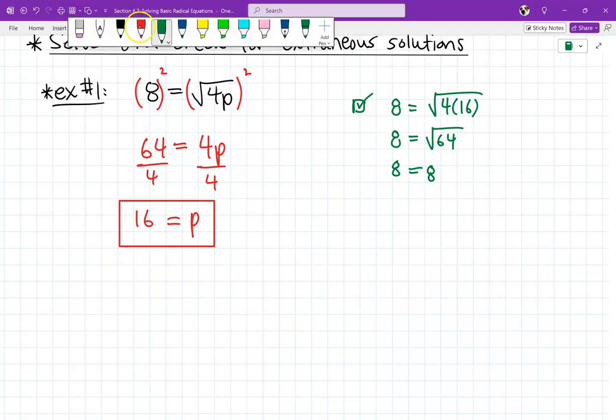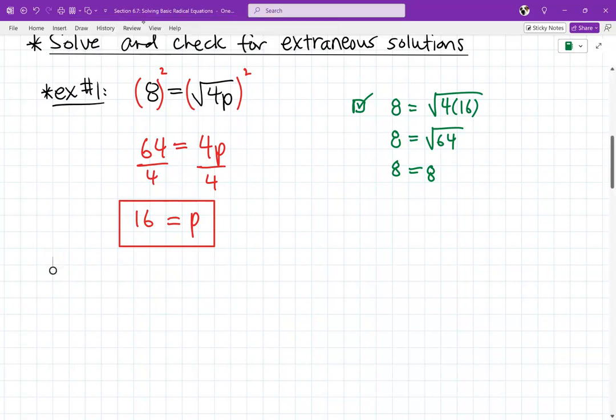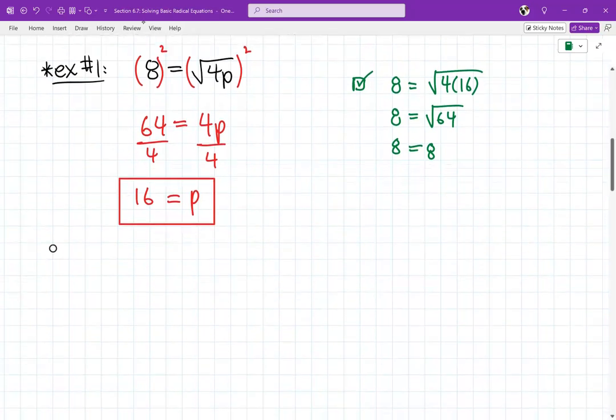So do you have to do the check step? Yes. Do you have to write it down? No, you can kind of do it in your head if you want. That's fine. Just check it, make sure, okay?